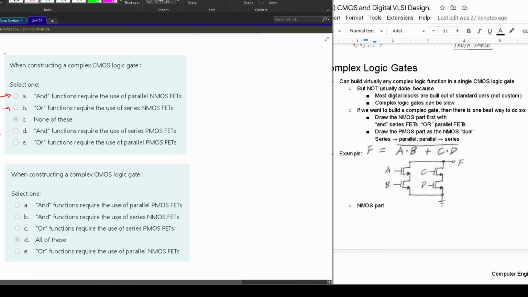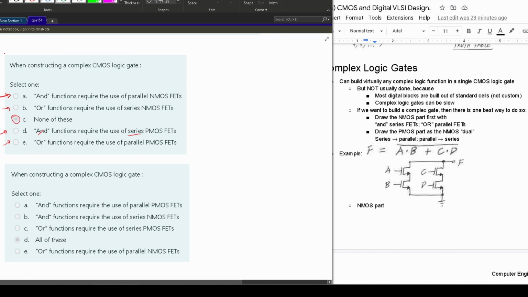We can check these as well. Remember that these are supposed to be opposites. So for a PMOS, if it's in series, it should yield an OR. We can see we have series here, but we have an AND. So this is incorrect, and the same thing with this one. So the answer for this one is going to be none of these.